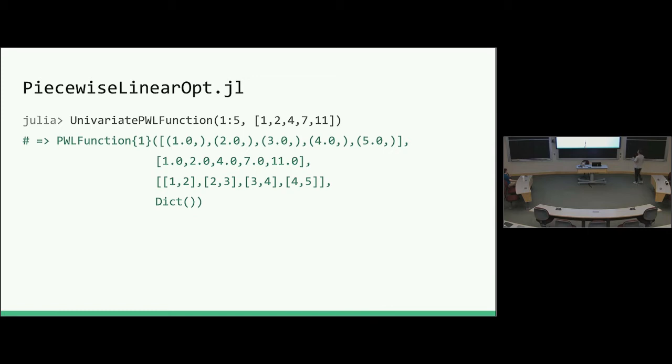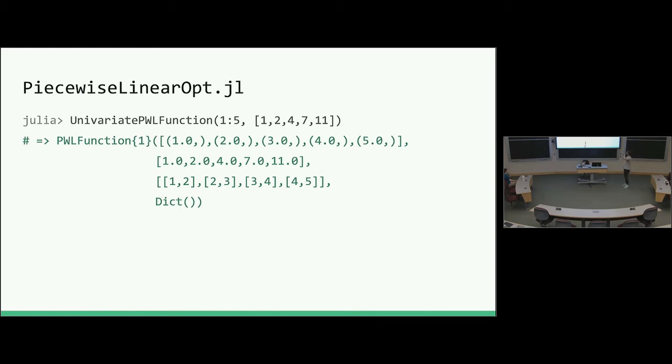Okay, so what does the representation for a piecewise linear function look like? Right? So this is really just a type alias here. This univariate PWL function is just a type alias for a piecewise linear function, parametric with a 1 here, one-dimensional. So what I'm plugging in here for the arguments are 1 through 5. So this is the breakpoints along the domain, 1, 2, 3, 4, 5. And here is a vector with just the function value at the corresponding breakpoints.